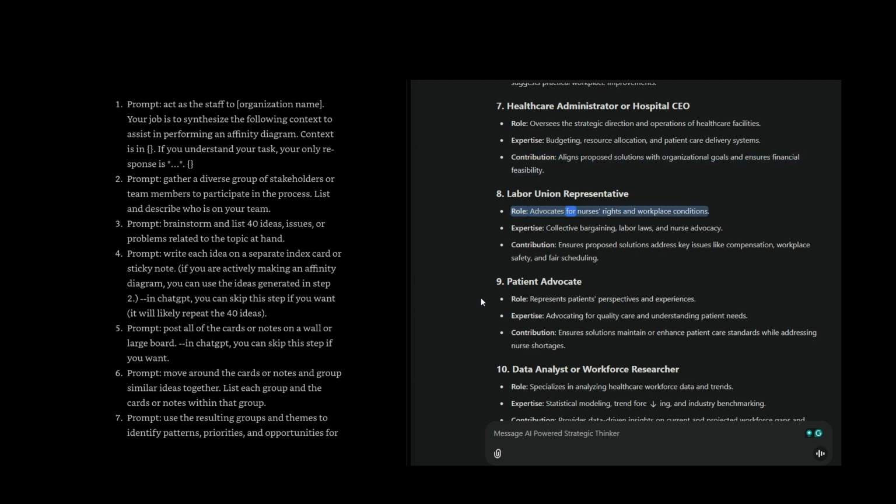8. Role: advocates for nurses' rights and workplace conditions. Expertise: collective bargaining, labor laws, and nurse advocacy. Contribution: ensures proposed solutions address key issues like compensation, workplace safety, and fair scheduling.